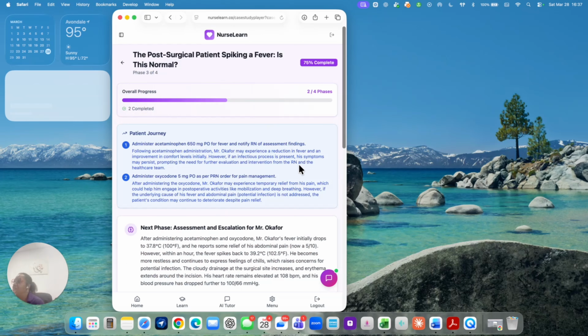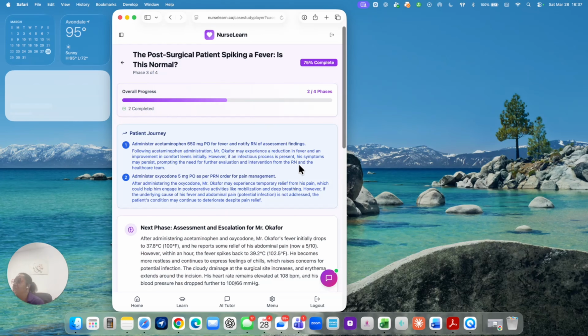New development. Increased drainage from the surgical site, extending erythema, persistent chills, and restlessness despite fever management. So now your vitals are 39.2, which is 102.5, blood pressure 100 over 66, heart rate 108, respirations 22, sats 95% on 2 liters. What's your next action?